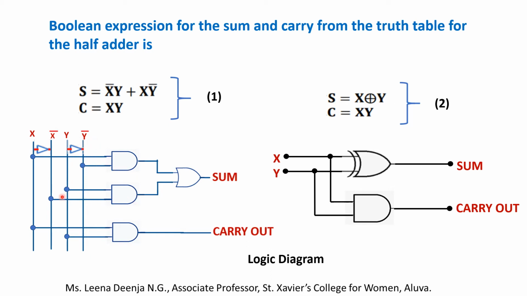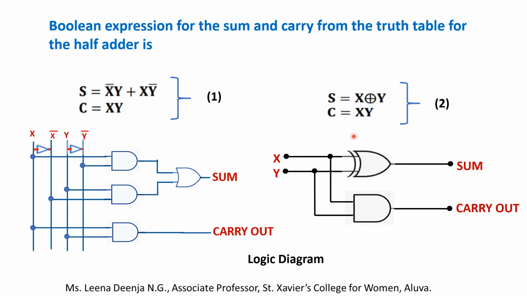Now connect X bar and this Y, that is our first term, X bar Y, to this AND gate, then the output will be X bar Y. Then connect X and Y bar to another AND gate, then the output will be XY bar. Then connect these outputs to another OR gate, then the output will be X bar Y or XY bar, that is our sum. Then for getting this carry, use another AND gate and here we give the inputs as X and Y, then the output will be XY. So we can realize this first equation using this diagram.